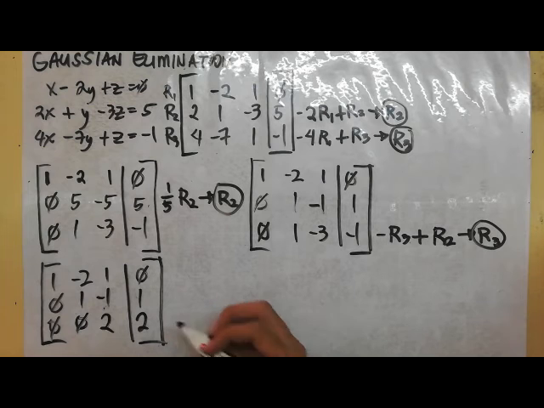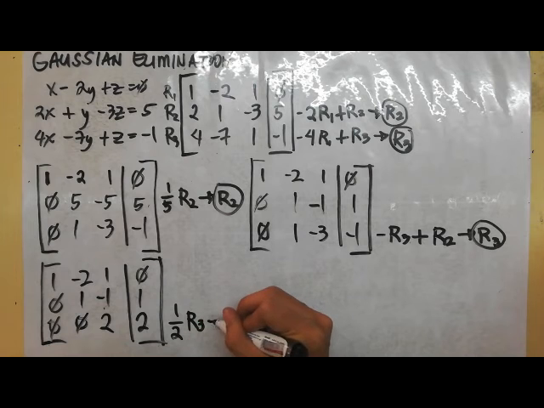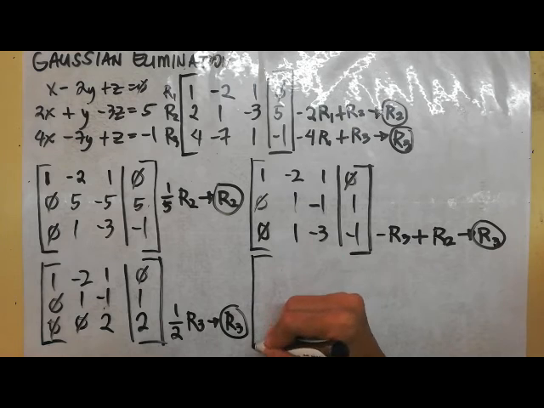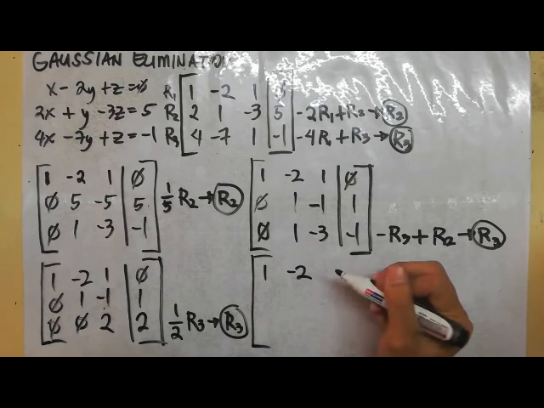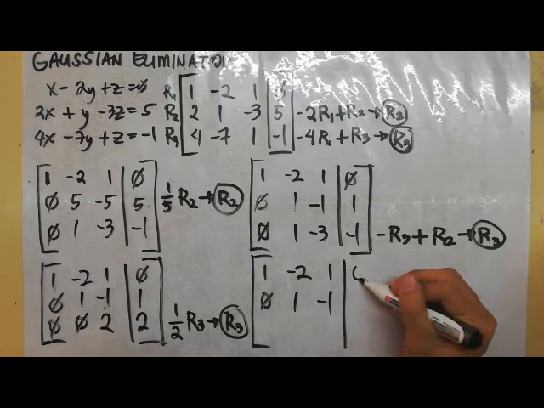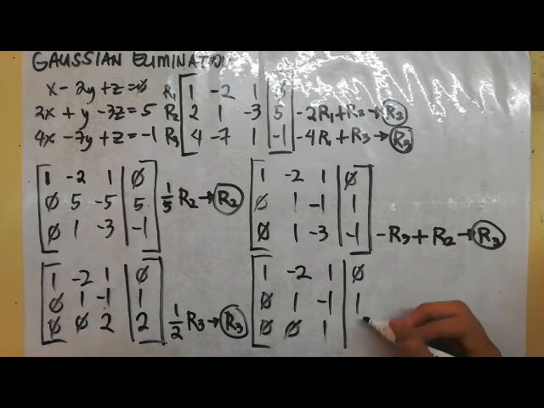And last, we have this formula for R3, 1 over 2 R3 for new values for R3. So we have 1/2 multiplied by 0, which is R3, so we have 0. 1/2 again multiplied by 0, so we have 0. 1/2 R3, which is 2, so we have 1. And also 1/2 multiplied by 2, so we have 1.